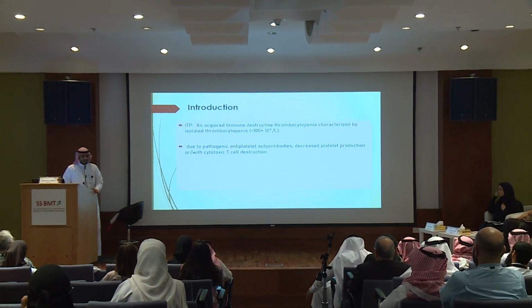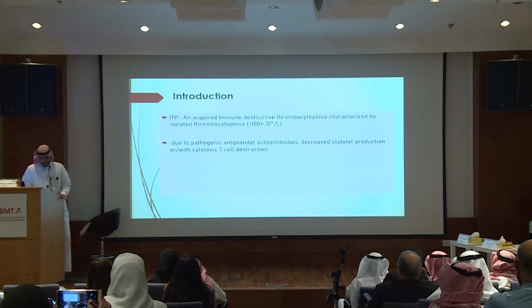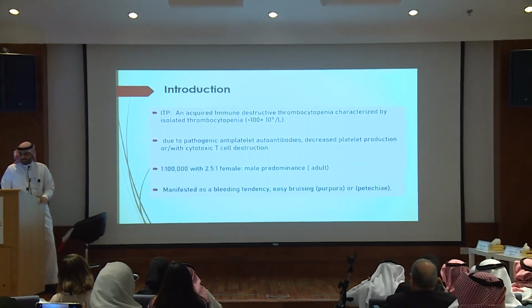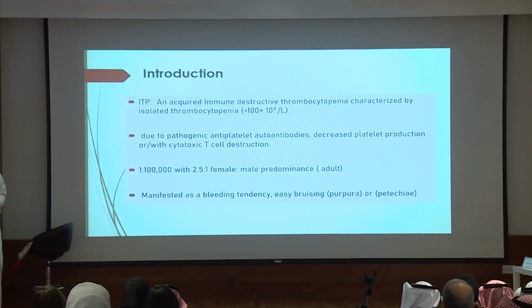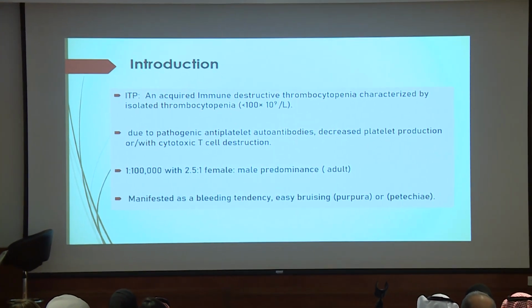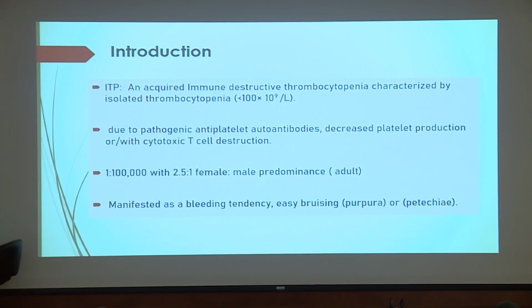And recently, we started to recognize the role of cytotoxic T cells in platelet destruction. As an autoimmune disease, it has more female predominance, as you know, and ITP is manifested with bleeding tendency, easy bruising, purpura, petechiae. Serious bleeding might occur, especially if there is severe thrombocytopenia.